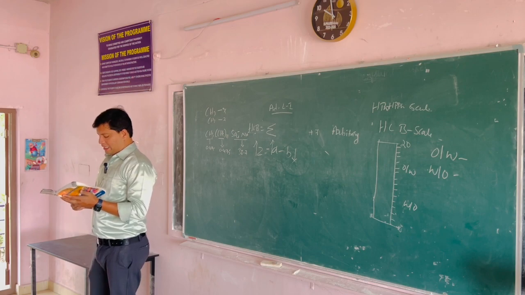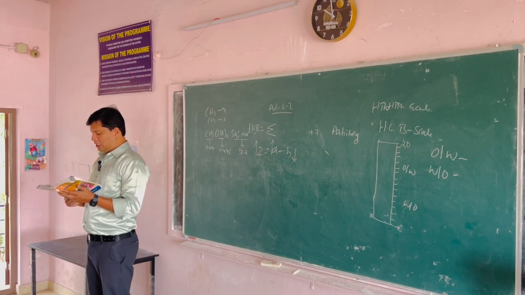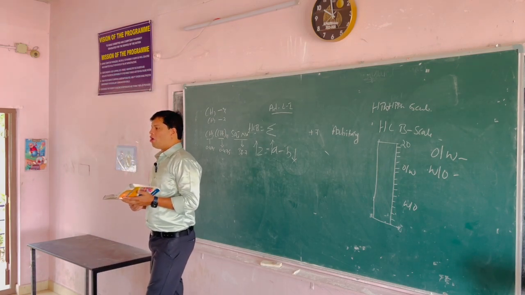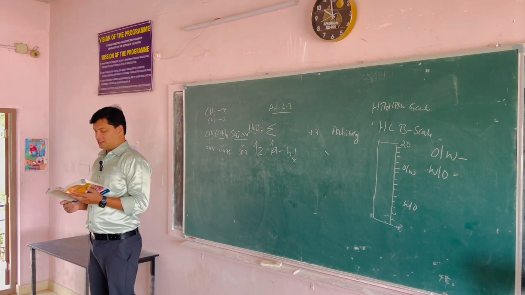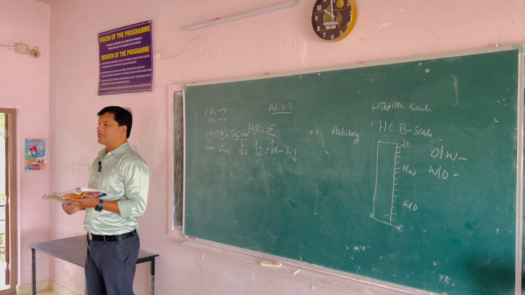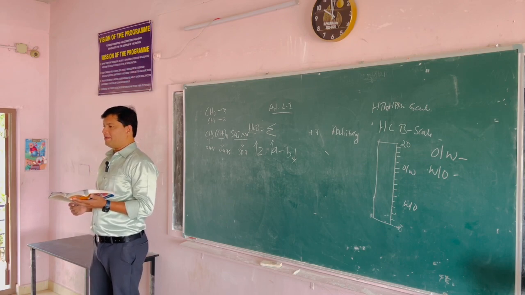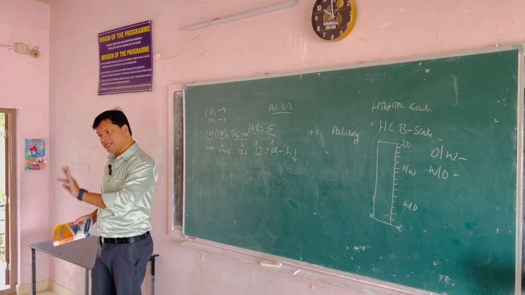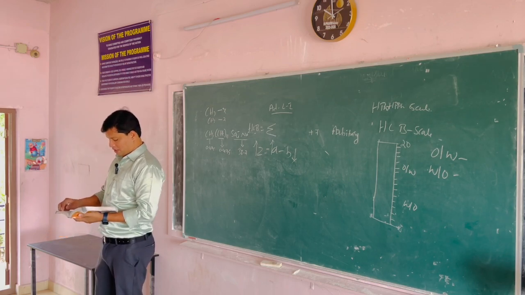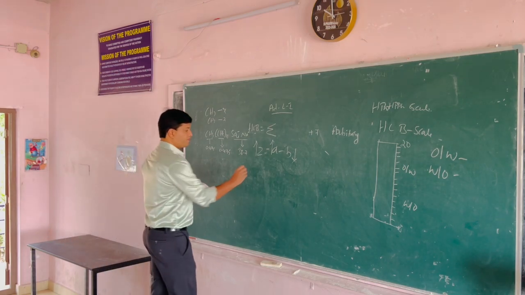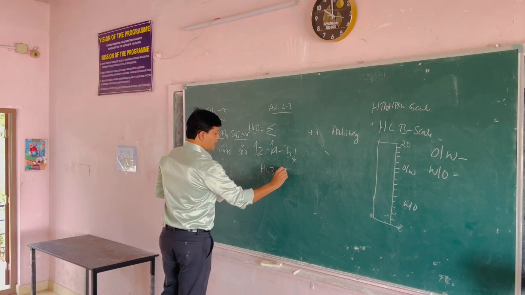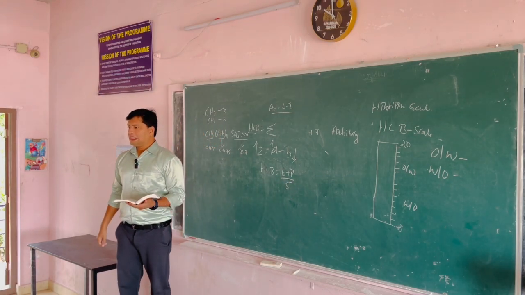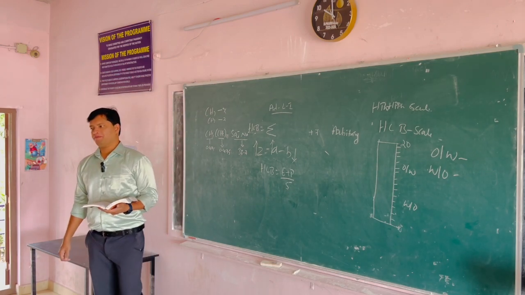Example, if the surfactant contains polyoxyethylene chains, then the HLB value can be estimated by this method. Remember, this method is only useful for a surfactant which contains polyoxyethylene chain. HLB is equal to E plus P by 5.